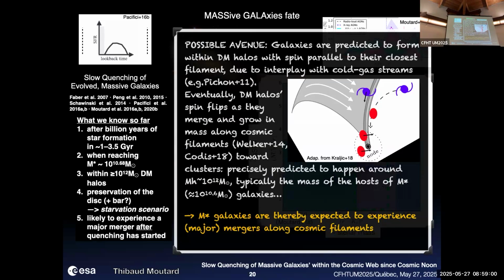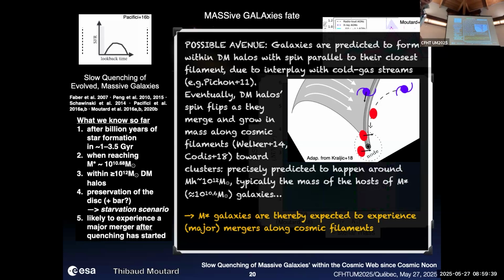So the only scenario I could find in the literature to explain that is this picture. In simulations, you can see that low mass galaxies form far from cosmic filaments and far from walls, basically far from large scale structures. And those small galaxies are always aligned with the cold gas streams that are flowing towards cosmic filaments. So this is what you see here with the white arrows. Keep in mind that low mass galaxies that form far from cosmic filaments have a spin that is aligned with their closest filaments, just because there is this interplay with the cold gas streams flowing towards filaments. Okay, it's like a waterfall.